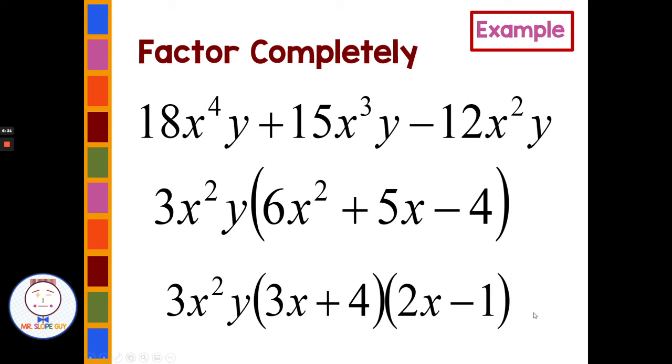Now I can go through and check. Does this have GCF? Nope. Does it have difference of squares? Nope. How about this one? 3x plus 4, GCF or difference of squares? No. So all 3 of these factors we're left with do not have a GCF or difference of squares, so we are completely done factoring.